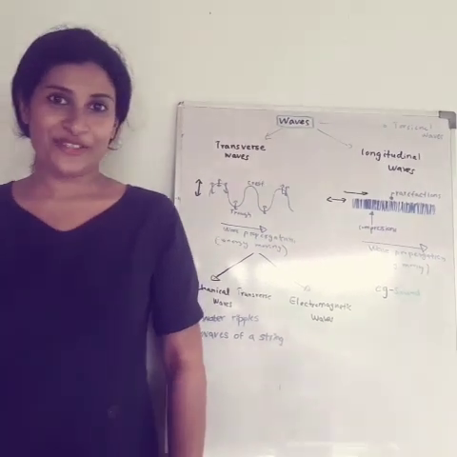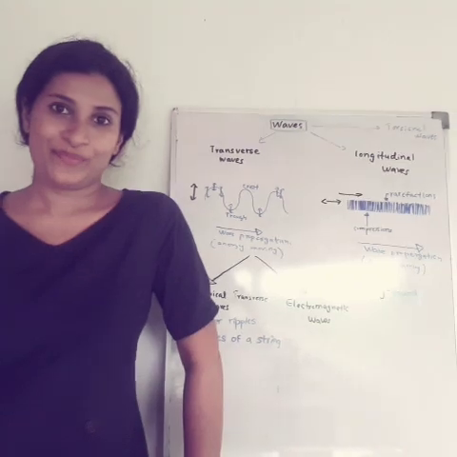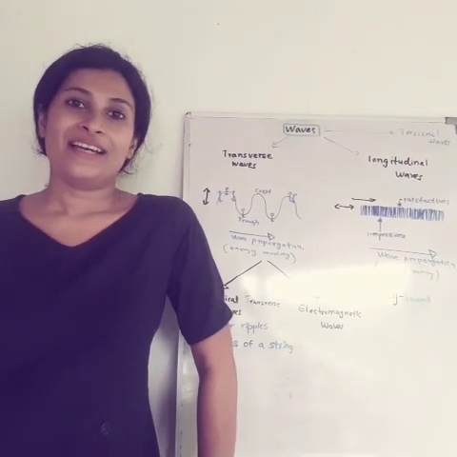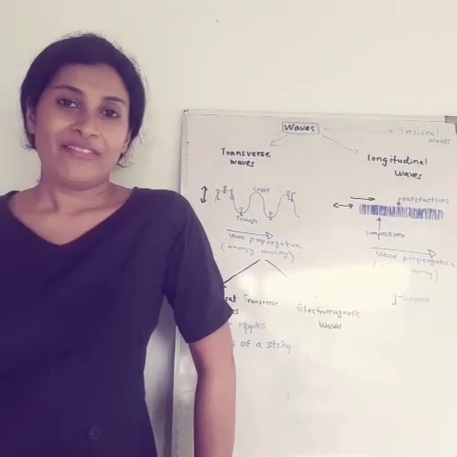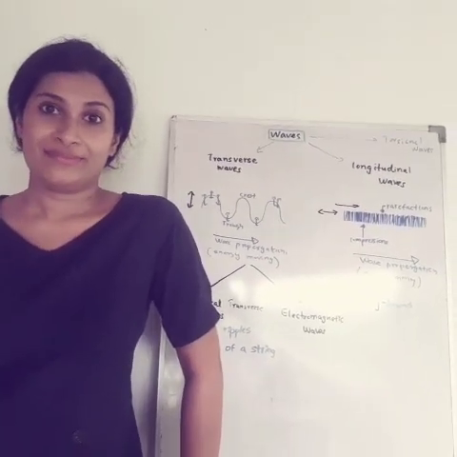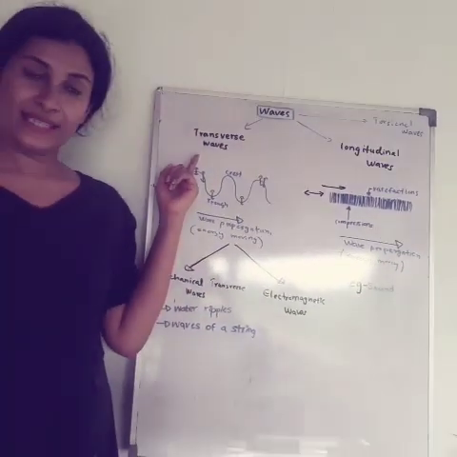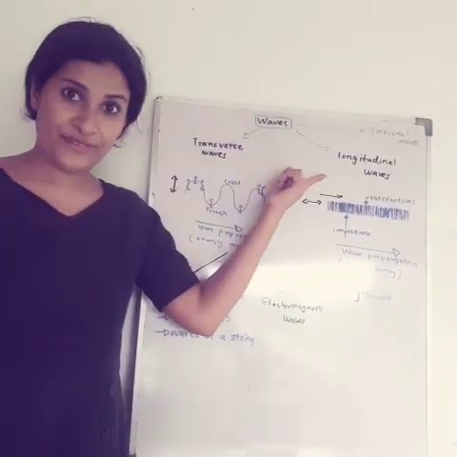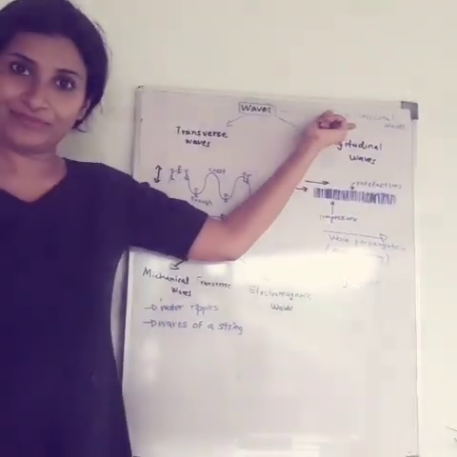From the previous video, we have learned about waves and their properties. In this video, I'm going to talk about the types of waves. We can clearly identify mainly three types of waves. The main two types are transverse waves and longitudinal waves, and the other type is called torsional waves.